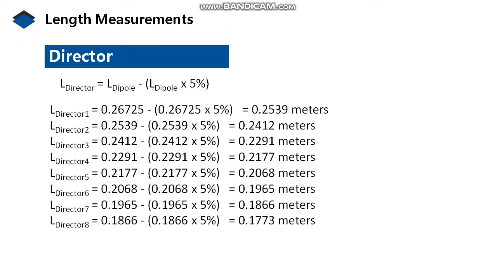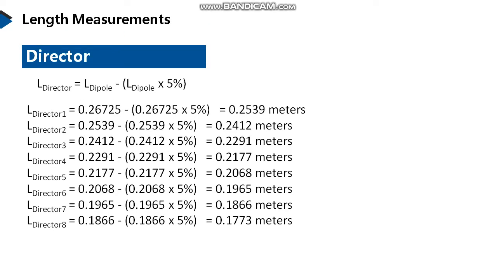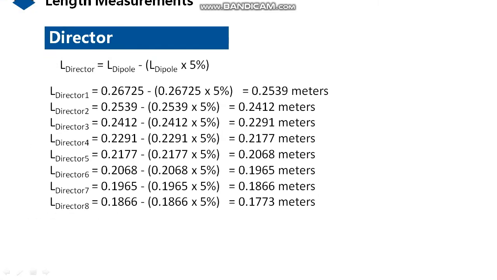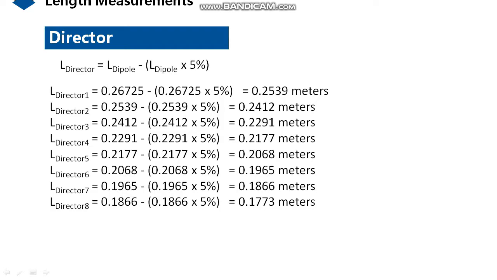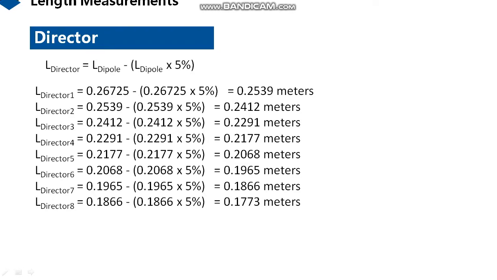Next, for the length of the directors. We have director 1, 0.2539 meters, director 2, 0.2412 meters, director 3, 0.2291 meters, director 4, 0.2177 meters, director 5, 0.2068 meters, director 6, 0.1965 meters, director 7, 0.1866 meters, and director 8, 0.1773 meters.